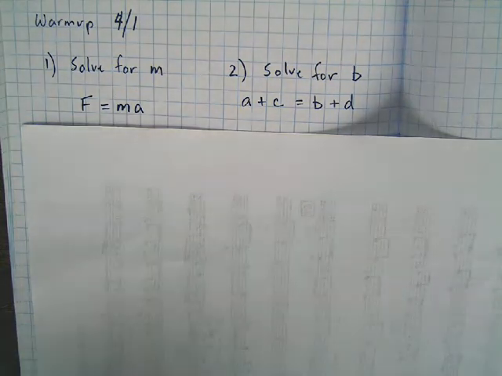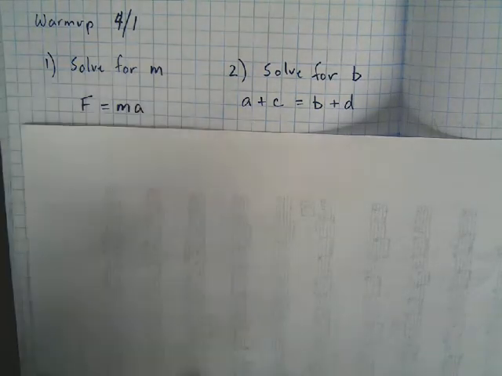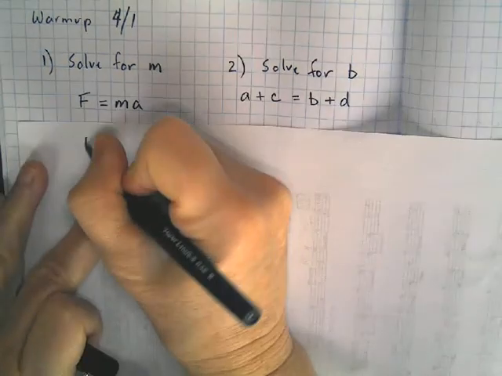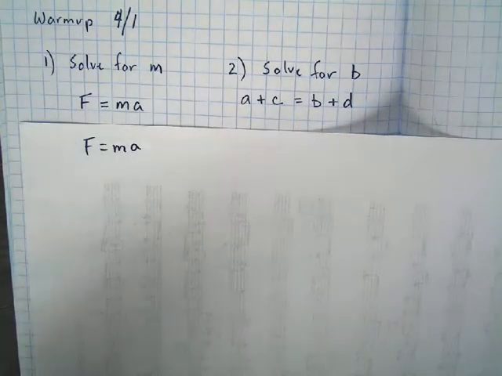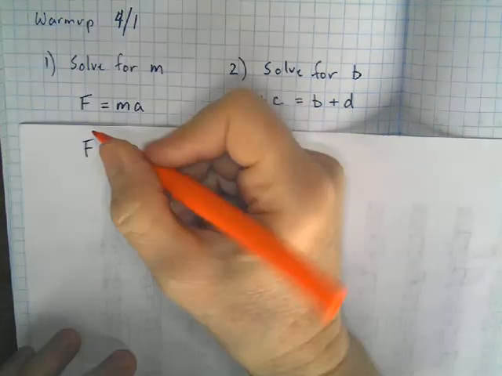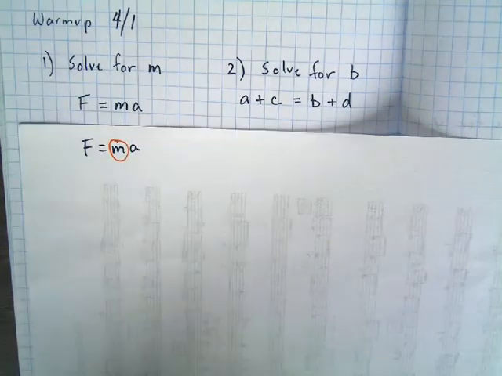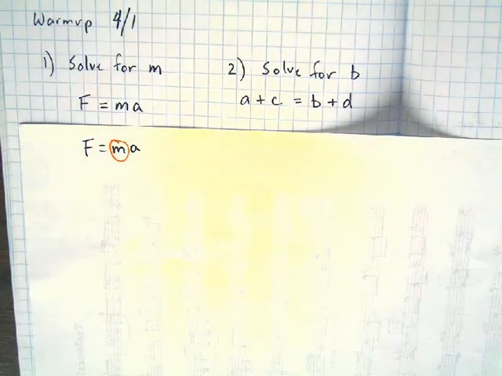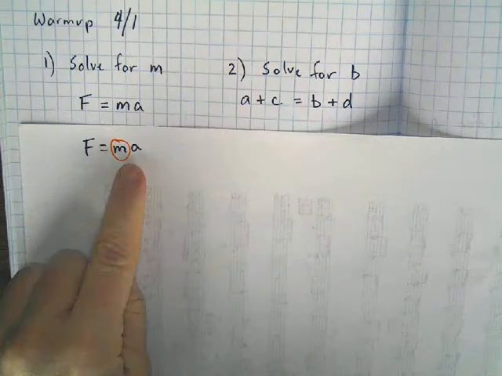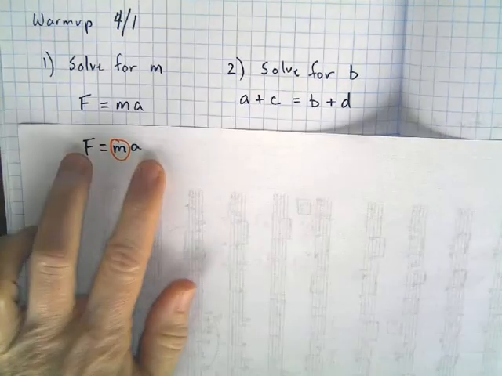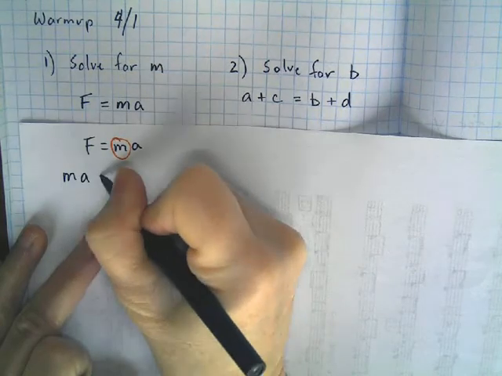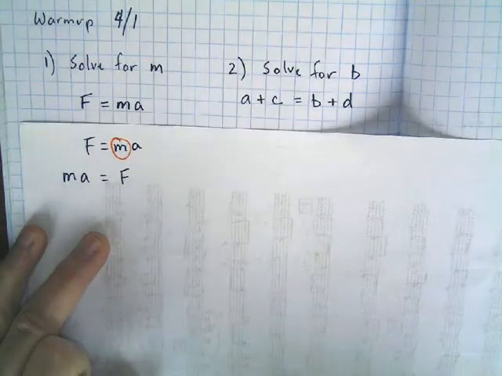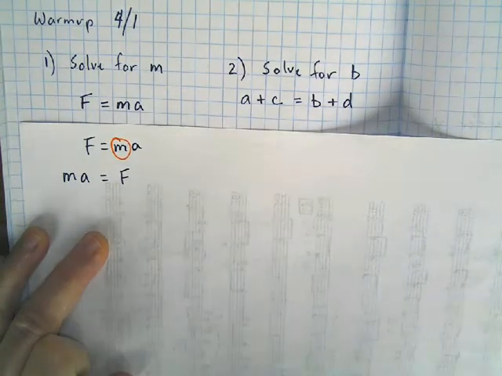All right, so the first one, F equals ma, we're going to be solving for m. So F equals ma. What are we solving for? We're solving for the m, this one right here. I want to get the m all by itself. So I don't like it when it's on the right-hand side. I'm going to start by flipping the whole thing and write ma is equal to F. Okay, I like to rewrite it. Now I can do my deconstruction.